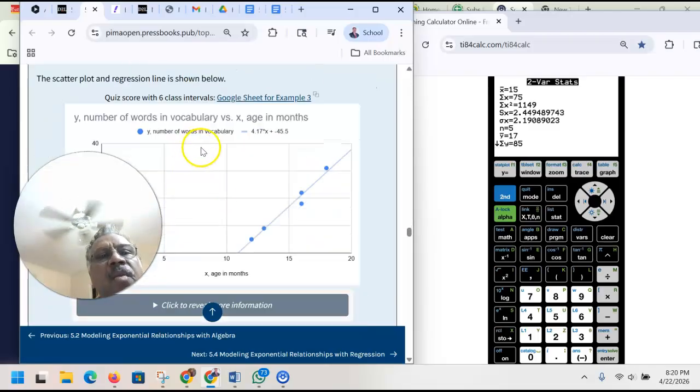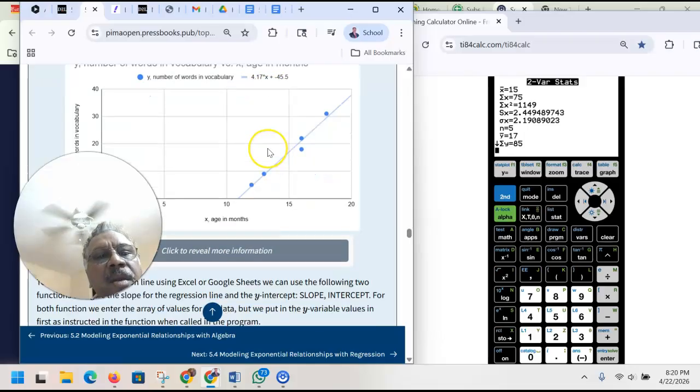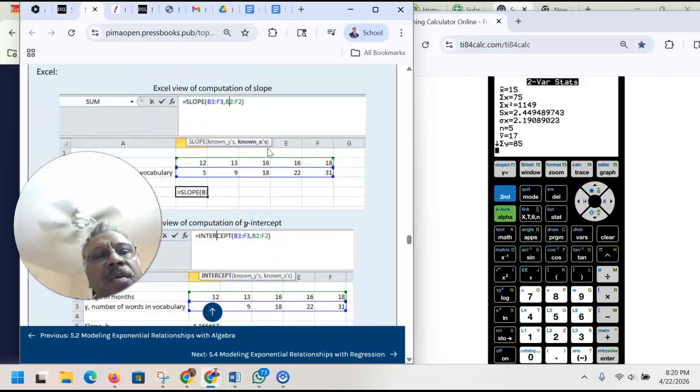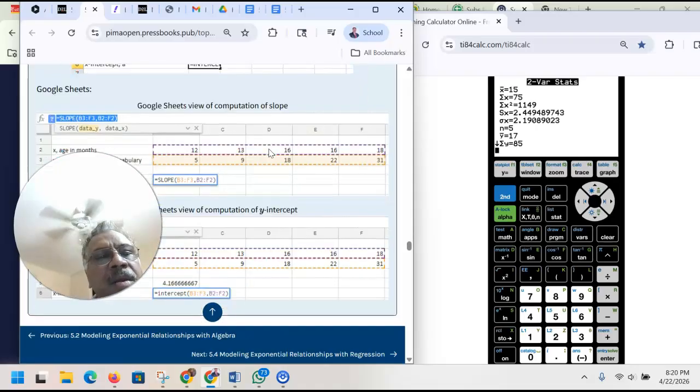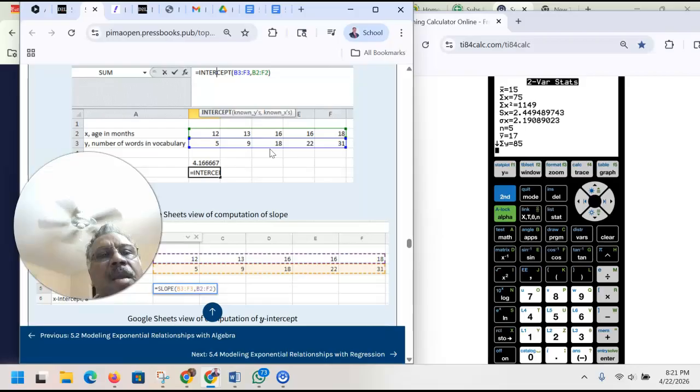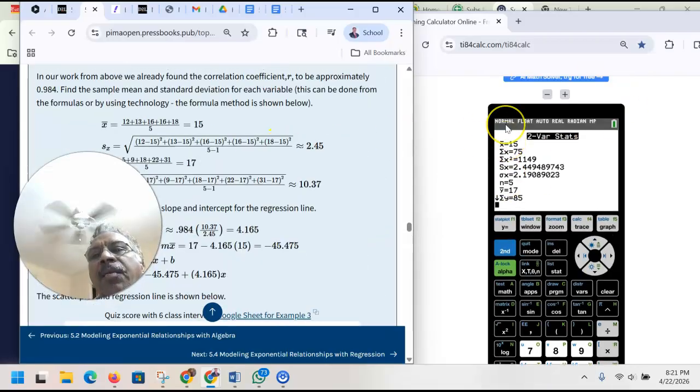Now this one uses Google Sheets to get that. See this part? Minus 4.5. I mean, not this, the coefficient of correlation. You have to use Google Sheets. I think this one is showing that. No. Okay, so we can do it right here. That's what I'm trying to say.